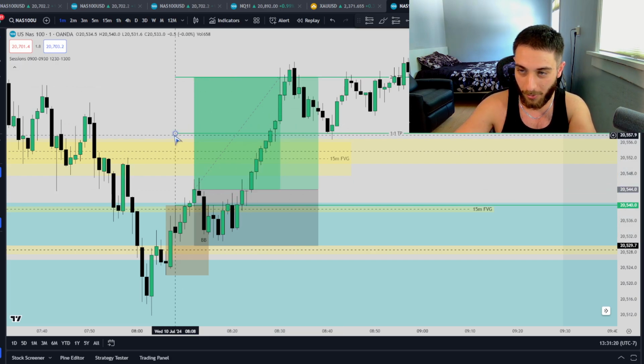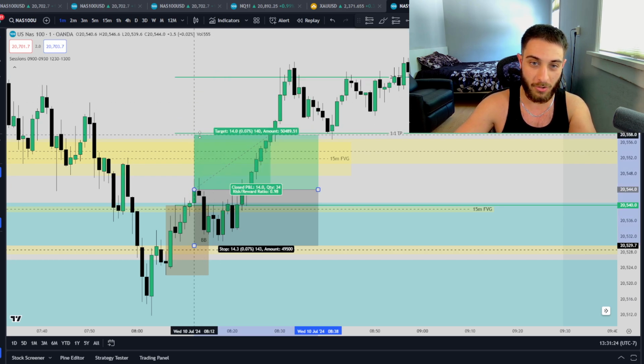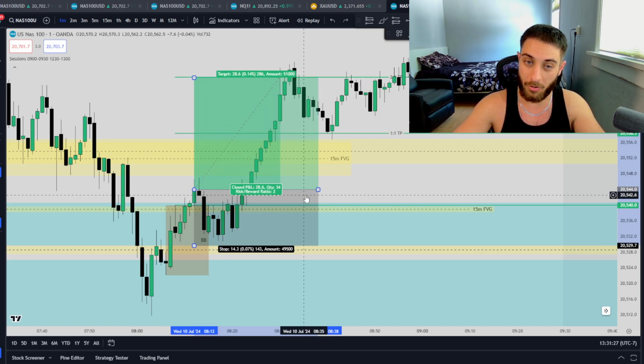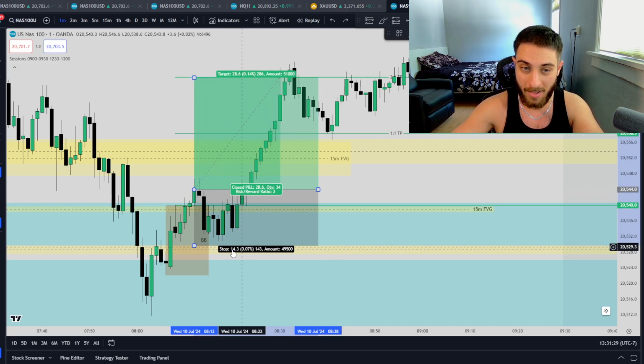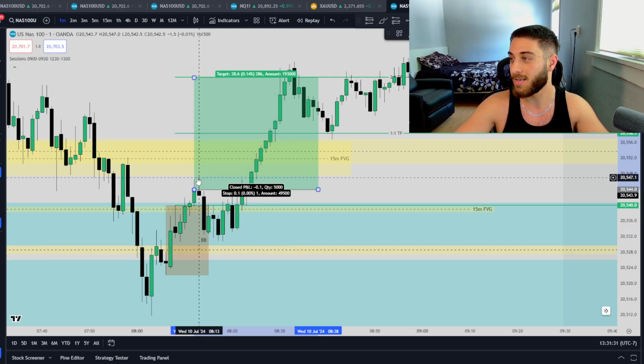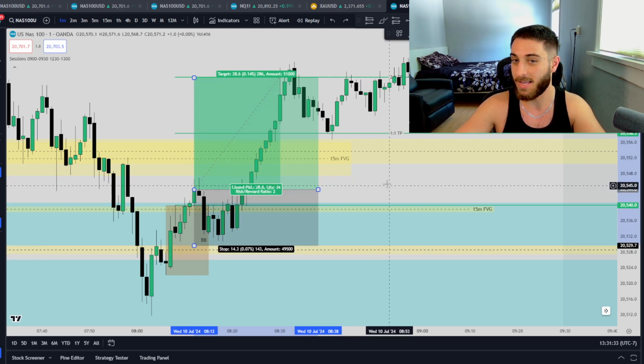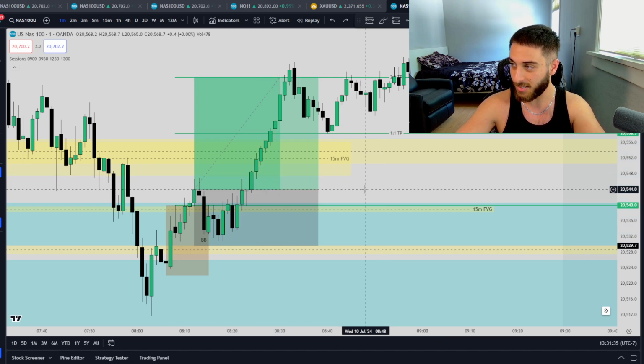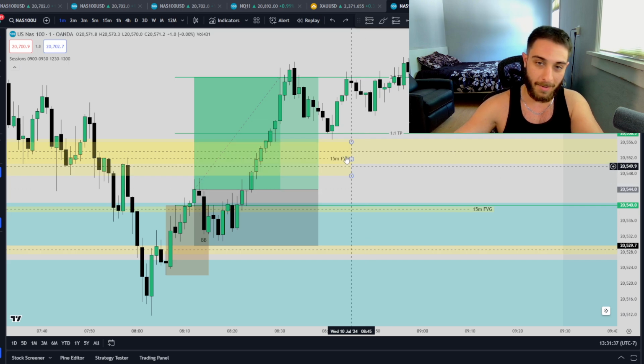I mark out 1-to-1 because this is where I move my stop loss to break even. So if the trade goes 1-to-1 in profit, stops go to break even. I haven't exited the trade, it's just the stops move to break even. Now the trade is risk free. It can either end up making nothing and losing nothing, or I make my 2-to-1 RR.